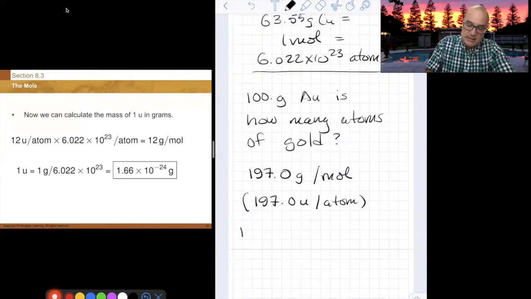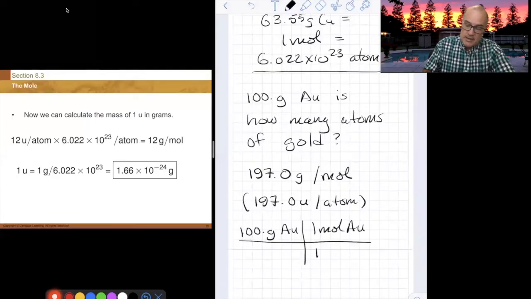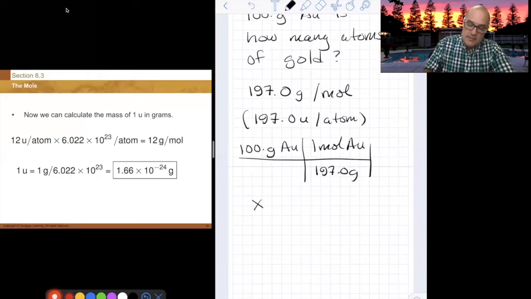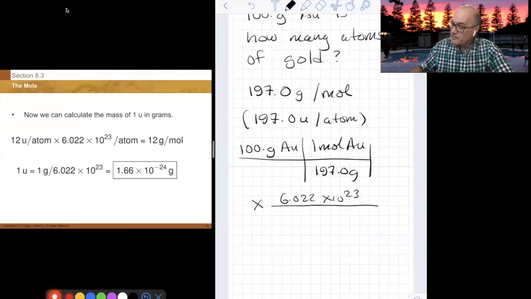So let's start by setting this up. Let's set up the 100 grams. I gave myself an extra sig fig there. Shouldn't have done that. Right? We want to multiply this by the molar mass. 1 mole of gold is 197.0 grams of gold. And then we're going to multiply by Avogadro's number, 6.022 times 10 to the 23, per mole.